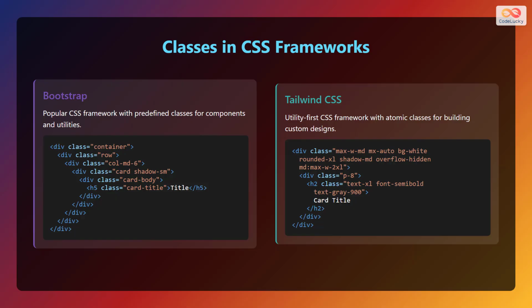Here are examples. Bootstrap uses classes like container, row, col-md-6, card, and card-body to create a structured layout. Tailwind CSS uses utility classes like max-w-md, mx-auto, bg-white, and rounded-xl to apply styles directly to the HTML elements.